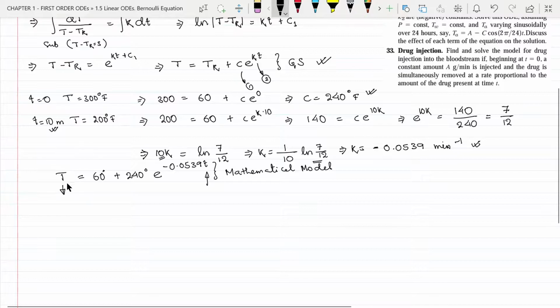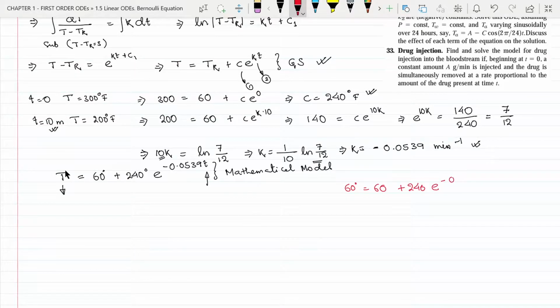So for that, we can put T equal to 60 in here, and we will see that the equation becomes 60 equal to 60 plus 240 e to the power minus 0.0539t. 60 and 60 cancel from the left and the right hand side, and this becomes e to the power minus 0.0539t equal to 0 by 240, which is 0, and this equation becomes 0 at t tends to infinity. You can see that this left hand side has negative exponent of e.